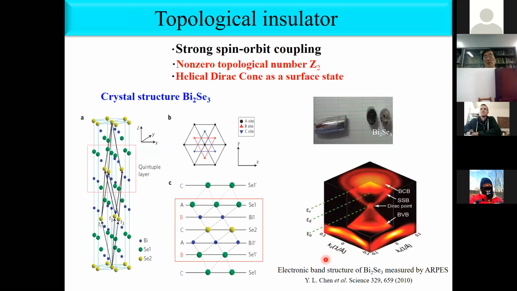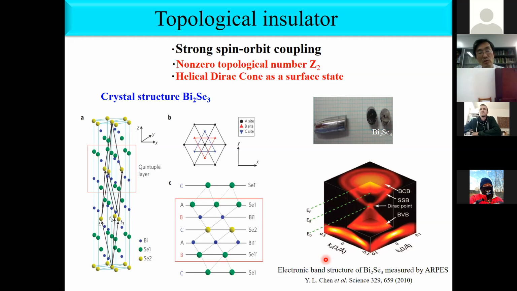Okay, so here the time is not so much. We'd like to focus on the topological insulator junction problem. So let's start from what a topological insulator is. A topological insulator is a special insulator which has a helical edge state.